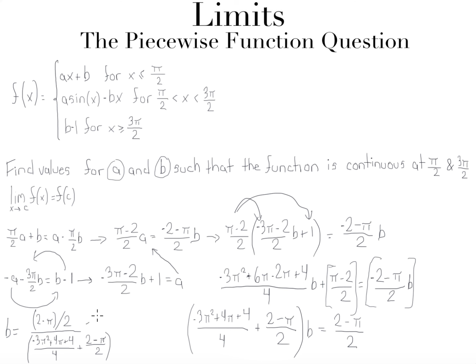And now we can plug it in to this relationship to get a value for a. And since these two are simple real constants, we have solved the question. And we have values for a and b of this form and of this form.